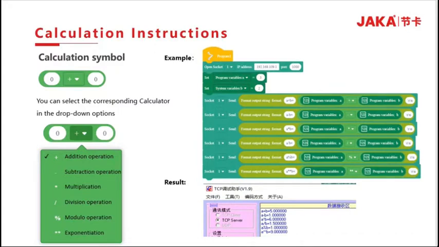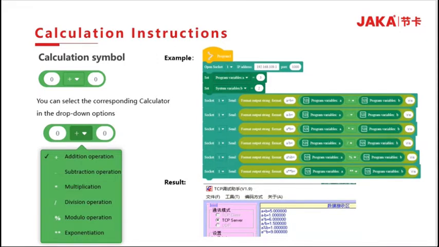First, look at the calculation operator instructions. Click the drop-down list in the middle of the calculation operator to select addition, subtraction, multiplication, and division operation. Let's look at an example of the application of the calculator.